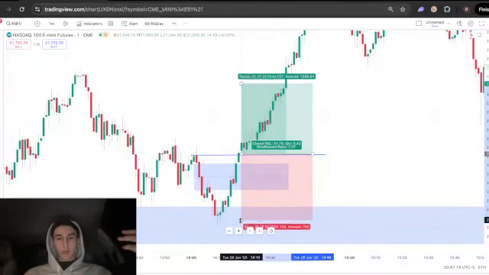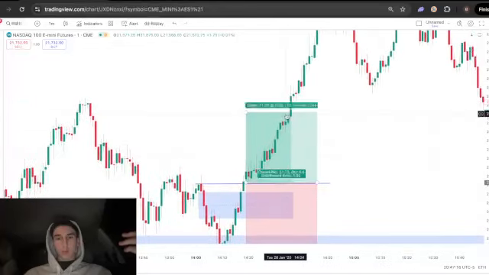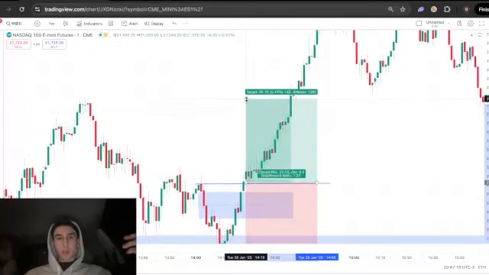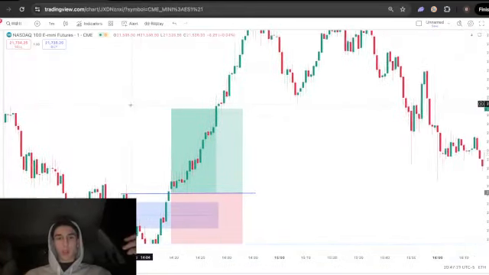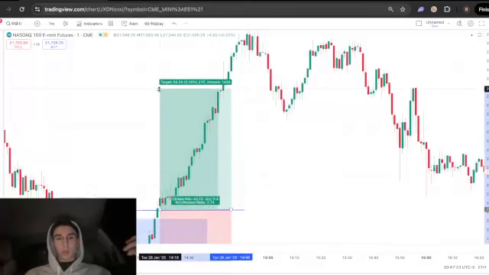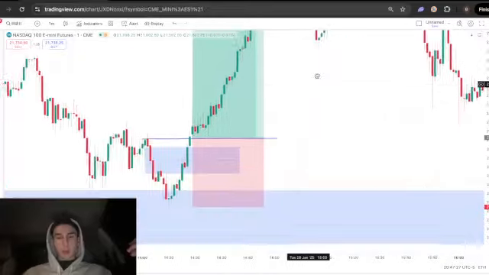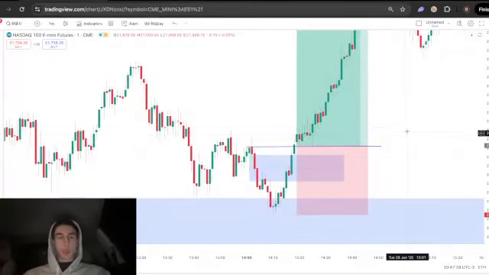So here, first TP, this high, and then you can go for a 1 to 2. I usually go for a 1 to 2 if it makes sense. And there you go. That's pretty much it.